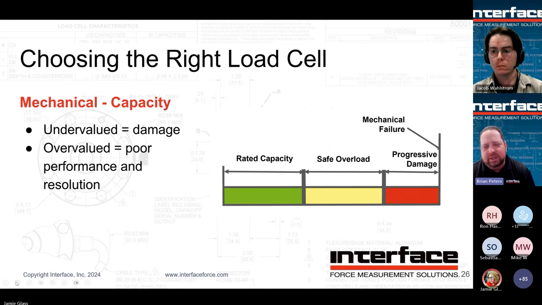So most sensors are going to be rated capacity with 150% safe overload. And most sensors, again, will have mechanical damage around, anything above 150% will usually start to cause a zero shift with most sensors. And then, of course, as you approach 300% or maybe 400% for some, you'll start to look at actual mechanical failure. So that's something to take note of on specification sheets, of course, and make sure that you're properly selecting the load cell from a capacity standpoint.